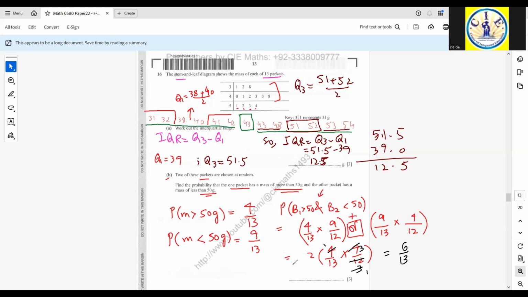So this is 6 divided by 13. I meant to tell you that this was the individual probability out of 13 packets, and this was the individual probability. But once we have chosen one of the packets, like 4 by 13, for mass being greater than 50 grams, now I'm left with altogether 12 packets. So the next probability would be calculated from those 12 packets instead of 13.